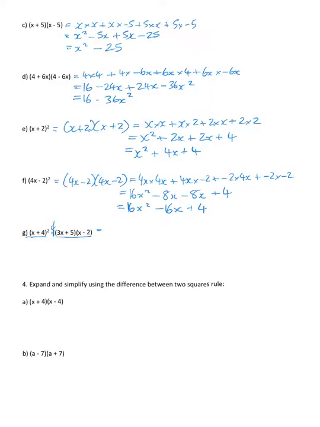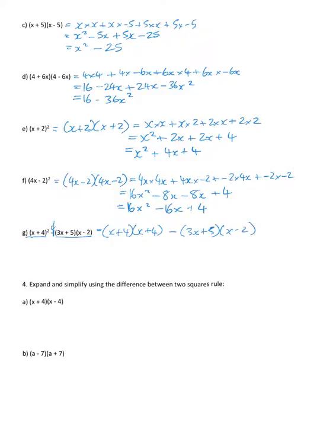So I'm going to rewrite this fully expanded. X plus 4 in bracket squared is the same as x plus 4 times by x plus 4. And then you are taking the result of 3x plus 5 times by x take 2.